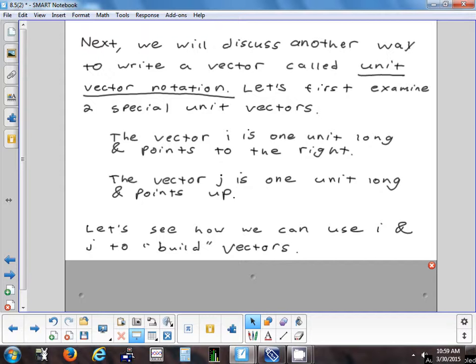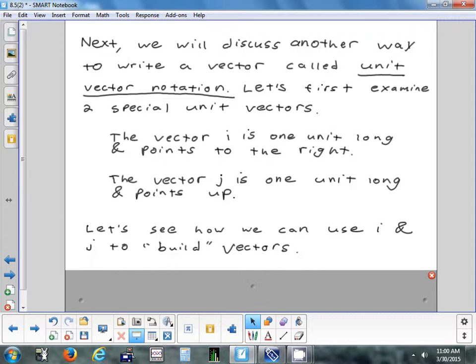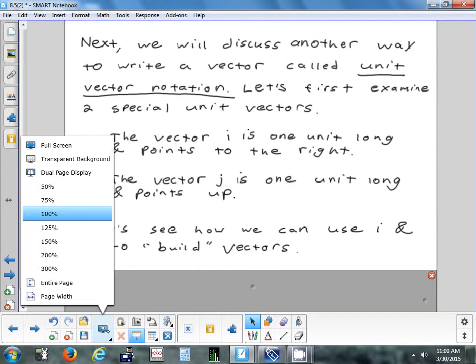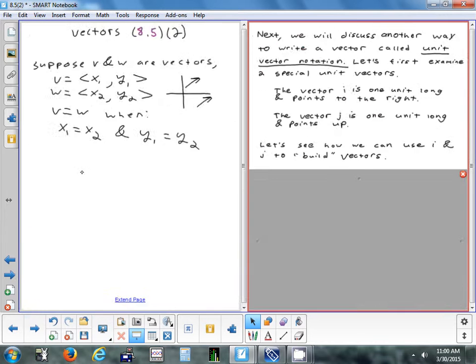Instead of moving to the right, what could I do to I so that I could move left instead? Augustine? Make it negative I? Yeah, if you make it negative I, negative I would move you left, and negative J would move you down. So now between using I and J, we can go up, down, left, and right. So let's see how this is going to work.